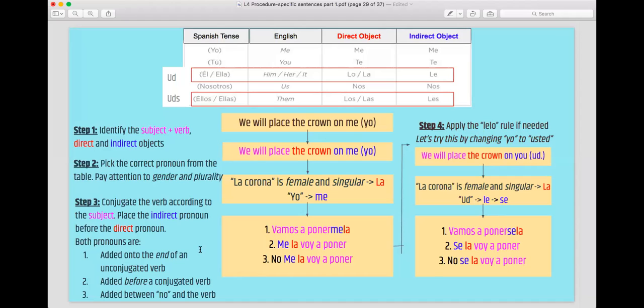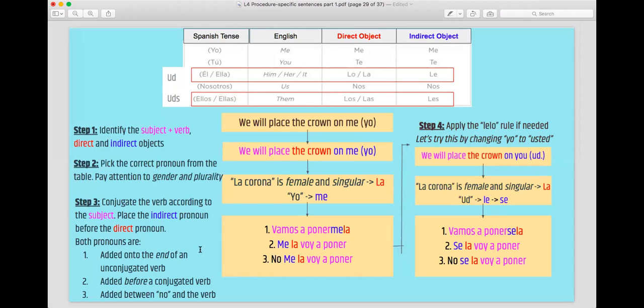So step 3, we conjugate our verb according to the subject, vamos a poner, and then we need to decide where to place our indirect and direct object pronouns. So rule number 1, indirect always comes before direct. It's always give me it, not give it to me. Give me it is kind of an example of how the order goes.